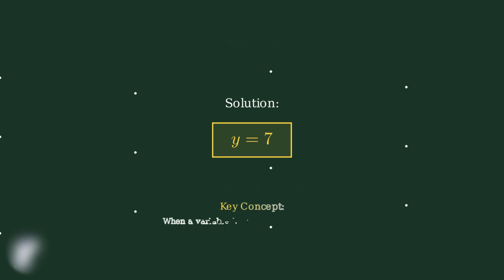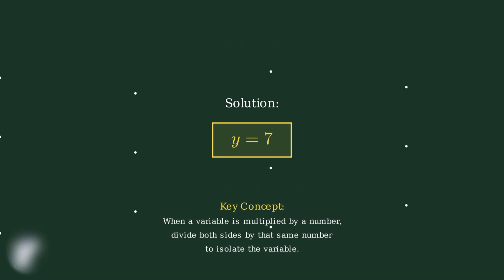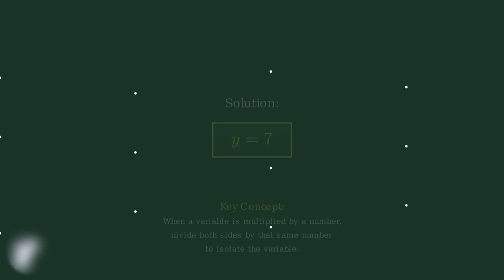Remember this key concept. When a variable is multiplied by a number, we divide both sides by that same number to isolate the variable. This is the fundamental principle of using inverse operations in algebra. Excellent work! You've now successfully solved a multiplication equation using division. This skill will be essential as we move on to more complex algebraic problems.